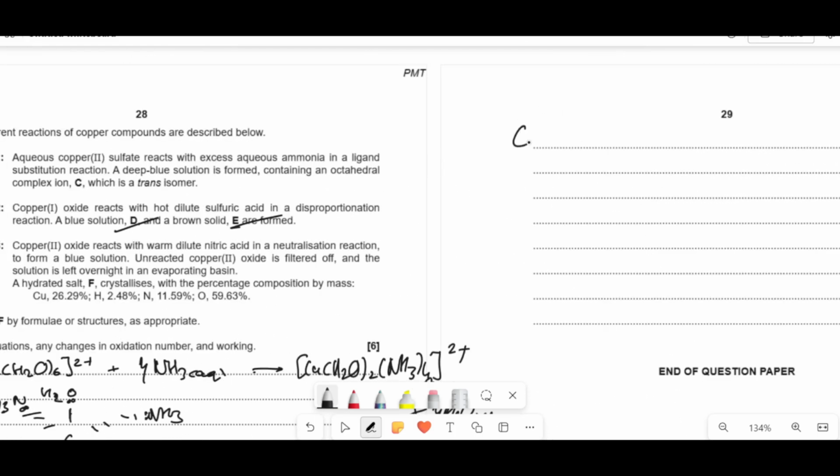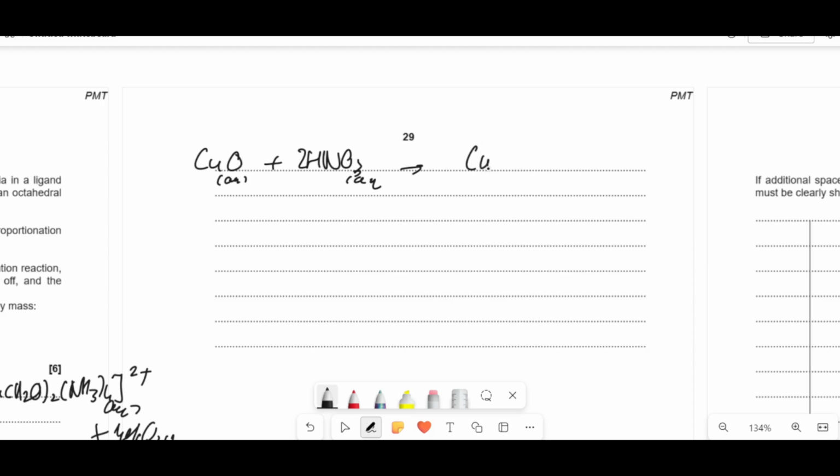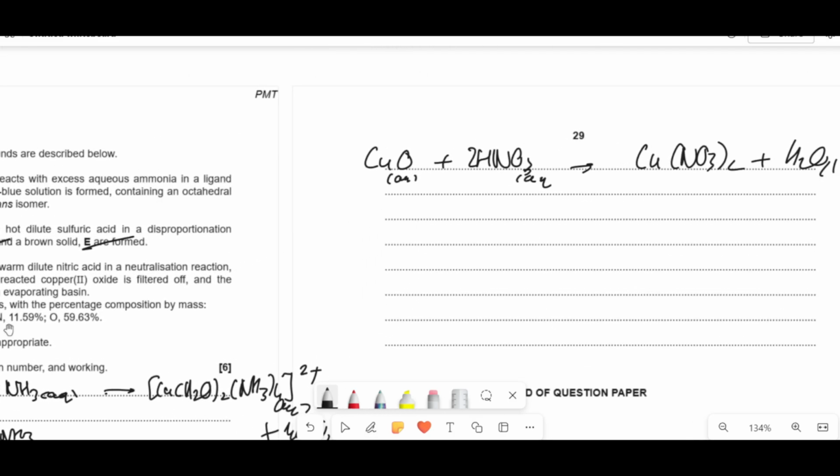We know we've got copper oxide, which is CuO, and they've added it with 1 dilute nitric acid in a neutralization reaction, so HNO3 aqueous as well, and that's 2 of them, and then you're going to get what? Some mysterious thing to form a blue solution, so it's going to be Cu(NO3)2 plus H2O, liquid, right? Cool. And then it says the unreacted copper oxide is filtered off, and the solution is left overnight in an evaporating basin, and then you get a hydrated salt. So it's going to be Cu(NO3)2.xH2O. So we need to figure that out.